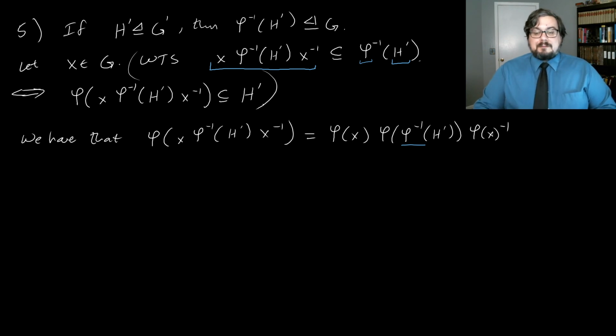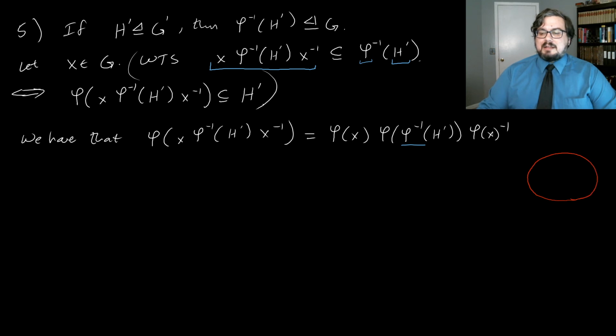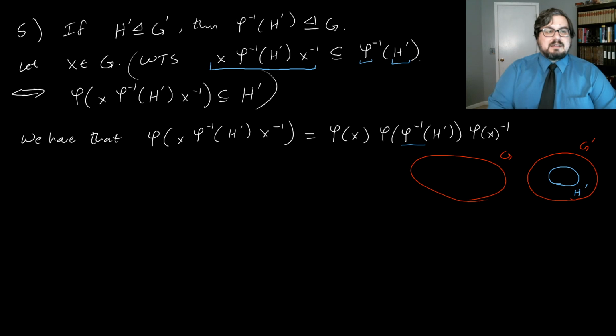And so when I've got a phi and a phi inverse here, I can't necessarily cancel them out because phi might simply not be a bijection. So we do want to know how we can simplify something like phi of phi inverse of H. We can visualize this in the following way, which is how I like to think about it. So we've got G prime and we've got G over here, and then we've got H prime, and we've got a function phi that goes from G to G prime.